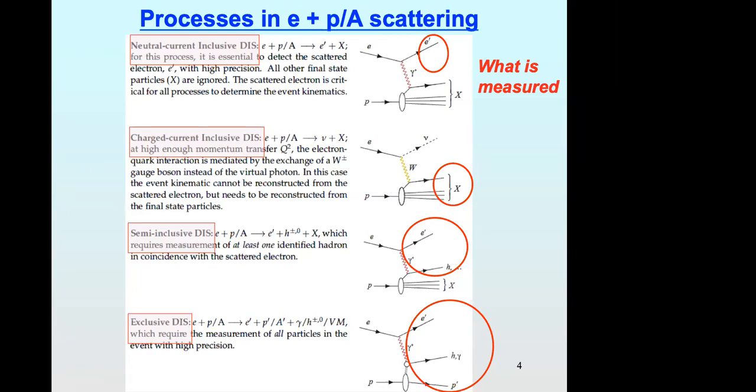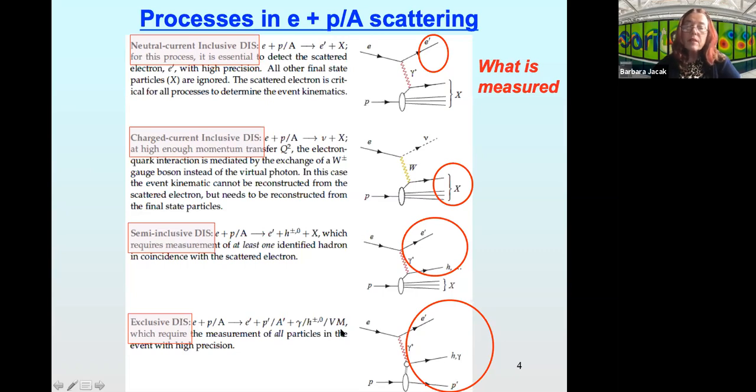The last key tool in scattering electrons off of nucleons and also nuclei is exclusive deep inelastic scattering. And that's where what you measure is not just the electron and one of the other things, but the electron and everything else. So you'll see me use these terms some.